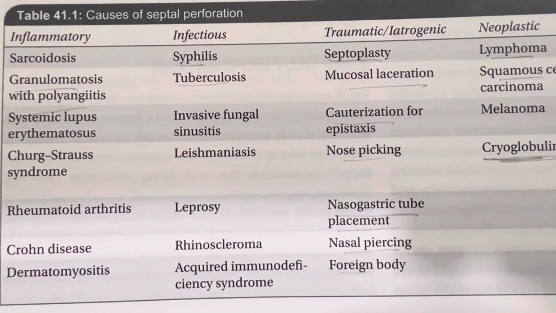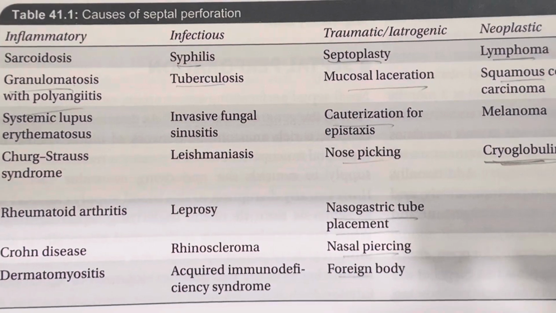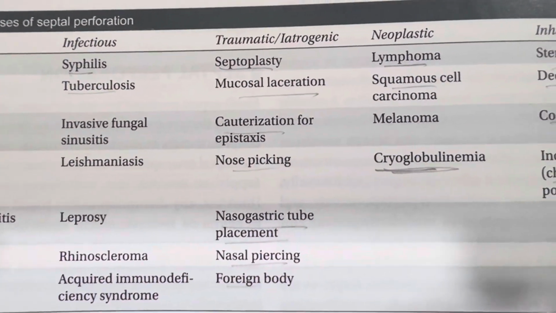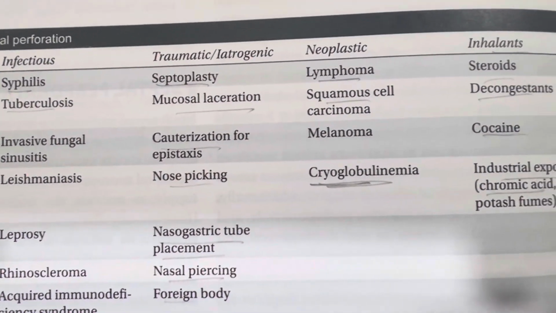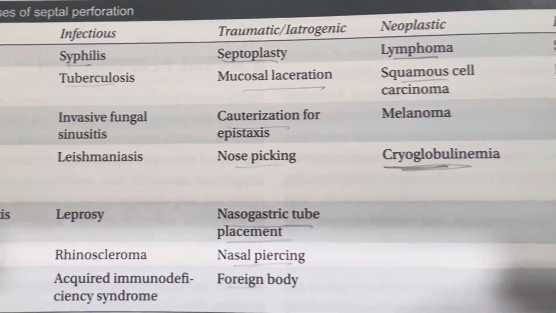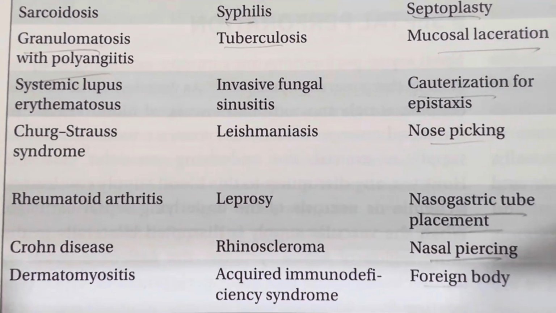Septal perforation, or a hole in the nasal septum, can have multiple underlying causes. Understanding these causes helps in better diagnosis and management of this condition. Today, we'll go through the main categories: inflammatory, infectious, traumatic or iatrogenic, neoplastic, and inhalant-related causes.